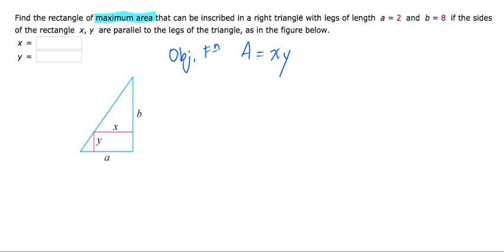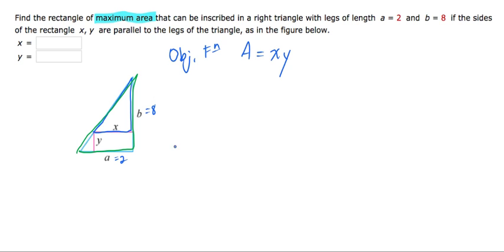But it's got to be inscribed in a right triangle with legs A and B, in this case A is equal to 2 and B is equal to 8. To get the objective function in terms of one variable, either all x's or all y's, we're going to use similar triangles. I'm going to use the big triangle, because I know its side lengths are 8 and 2, and then this small triangle right here for the other one. We'll set a proportion between that and this bigger triangle.